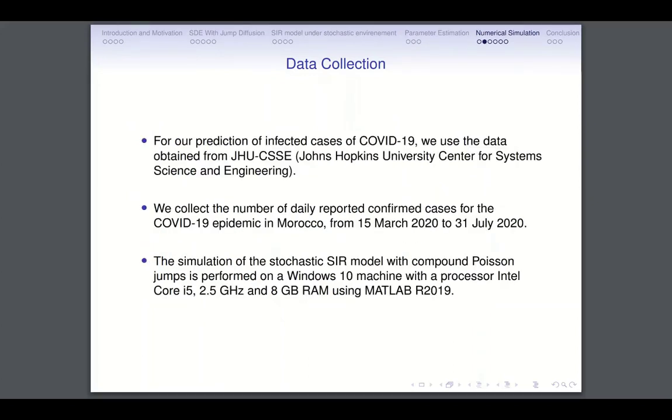We analyze and predict the trend of COVID-19 by using our stochastic SIR model with jumps presented previously. For our prediction of infected cases of COVID-19, we use the data obtained from the Johns Hopkins University Center for Systems Science and Engineering, and we collect the number of daily reported confirmed cases for the COVID-19 epidemic in Morocco from March to July.